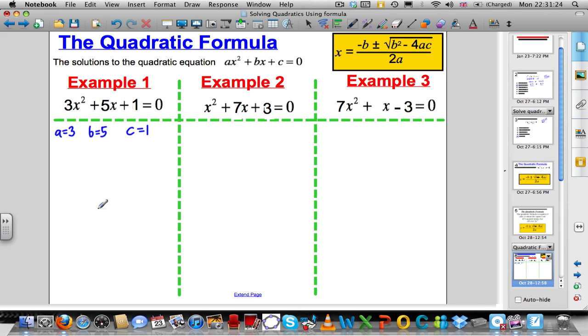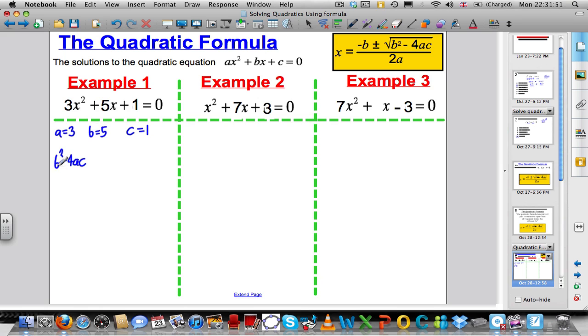The next thing we do: this expression underneath the square root, b squared minus 4ac, has a very important name in maths that you'll learn more about later on. It's called the discriminant, and we're going to work out b squared minus 4 times a times c. When you're substituting, always substitute using brackets.